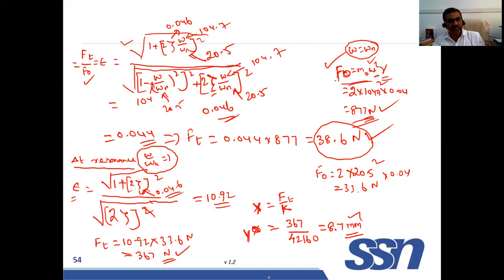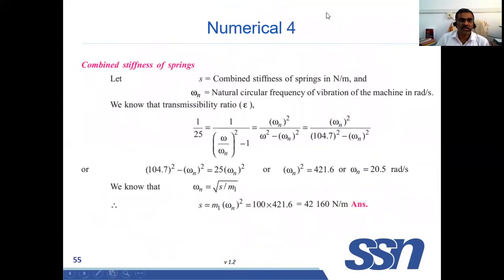So here we have calculated the force transmitted to the foundation at resonance and the amplitude of vibration at resonance, and the force transmitted in the other particular case. So this is the way you can solve this problem.